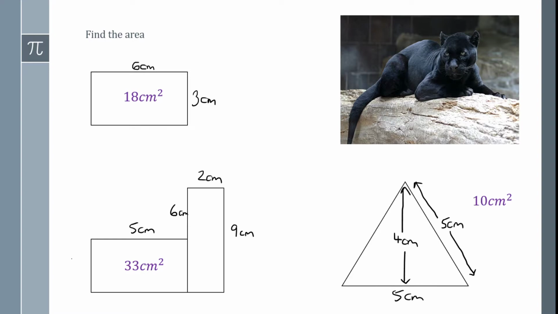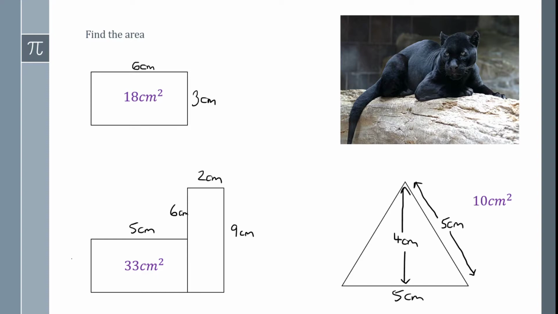The bottom left, we have a composite shape. Composite shapes are made up of more than one individual shape. I've got here, the right-hand rectangle will be 2 times 9 is 18. And the left-hand one, we need to first of all work out its height. So because it's 6 down the side, that means it must be 3. So 3 times 5 is 15, and 15 add on to 18 is 33.